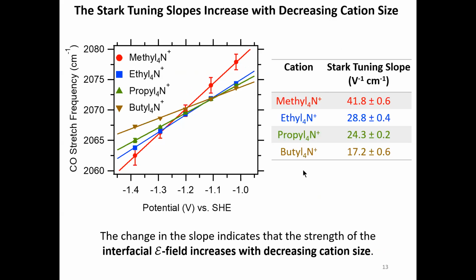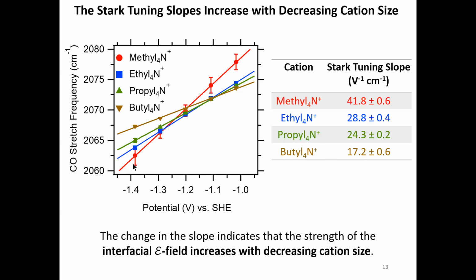And this is expected because the electrochemical Stark tuning slopes are directly proportional to the strength of the interfacial electric field. And we would expect the weakest interfacial electric field in the presence of the largest cation that gives rise to the widest Helmholtz double layer width. Now, we can take this a step forward. We can calculate the absolute strength of the interfacial electric field.